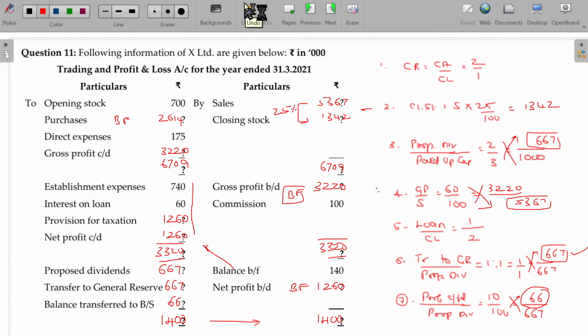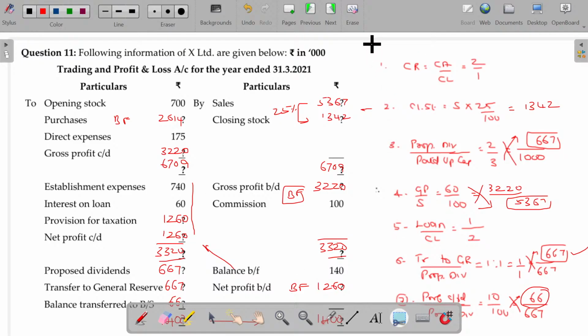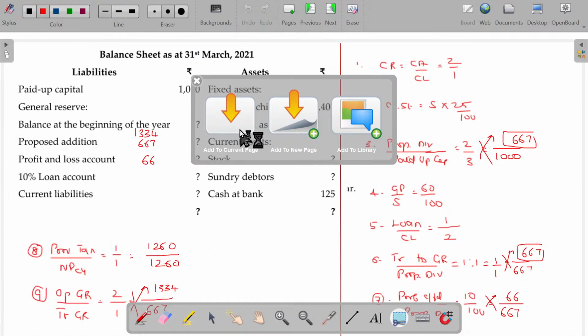Do you have any doubts here in the P&L account? Let's go here.